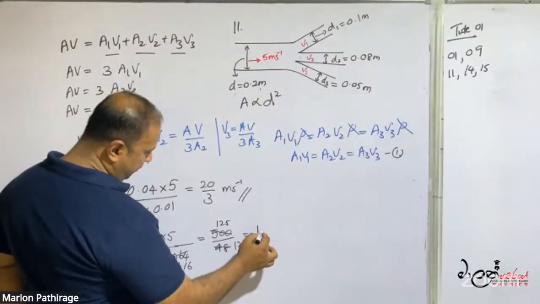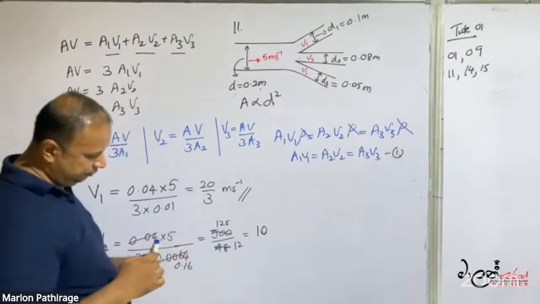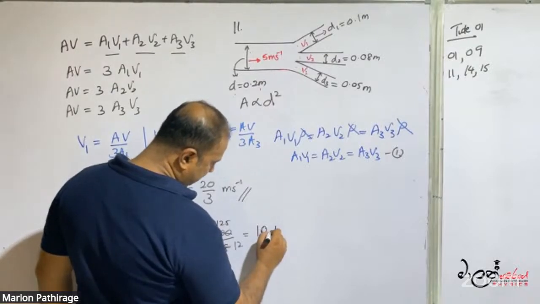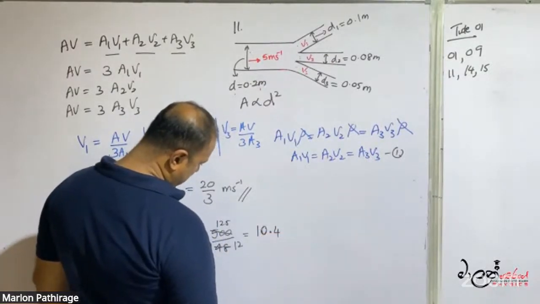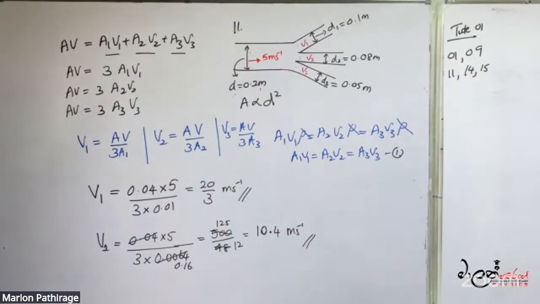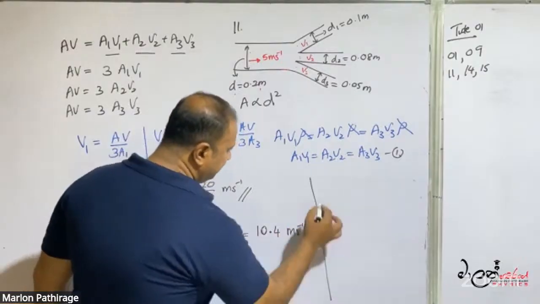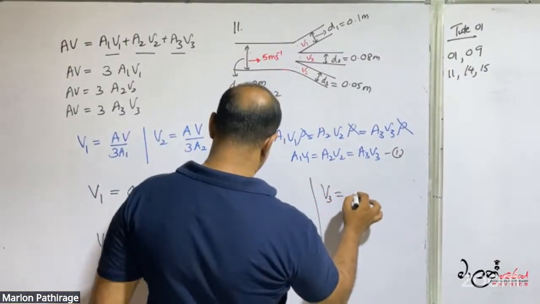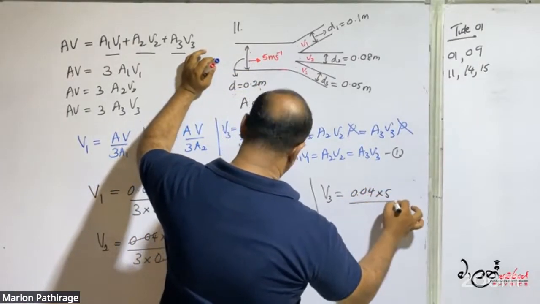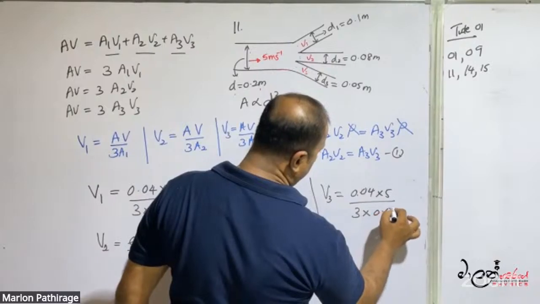Okay, that is V2, 10.4. V3: A means D squared, means 0.04 into 5 divided by 3 times A3, can make 0.0025.